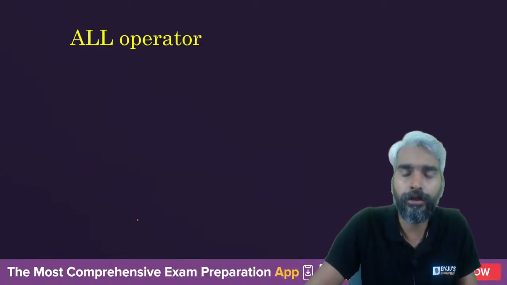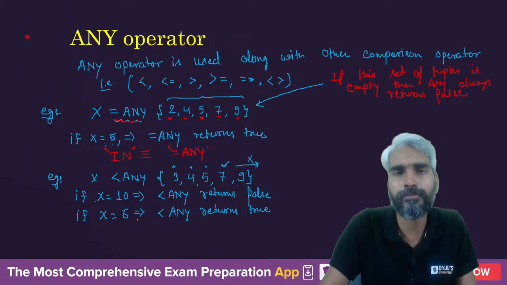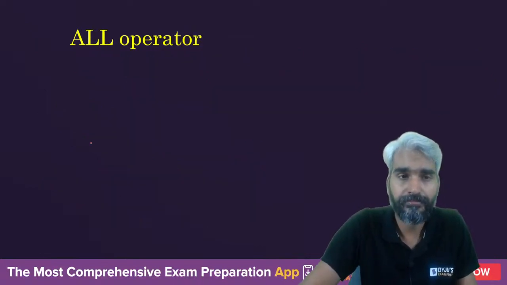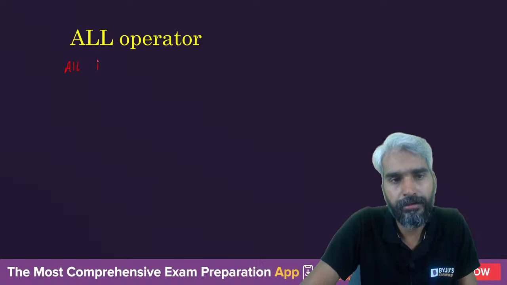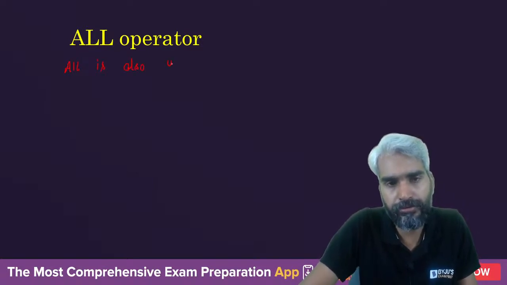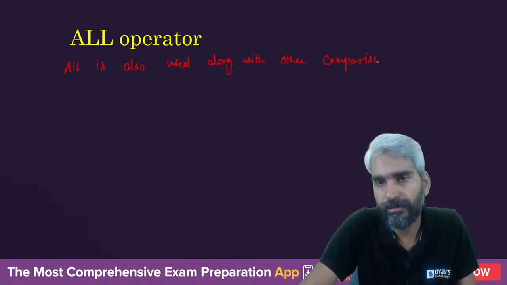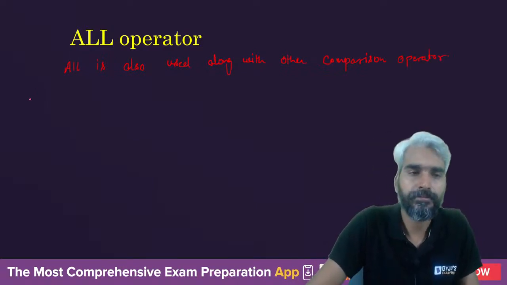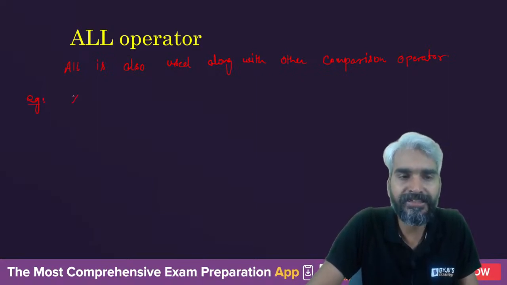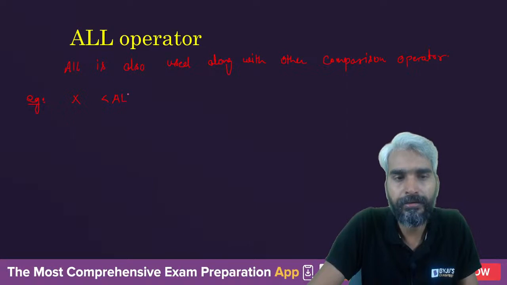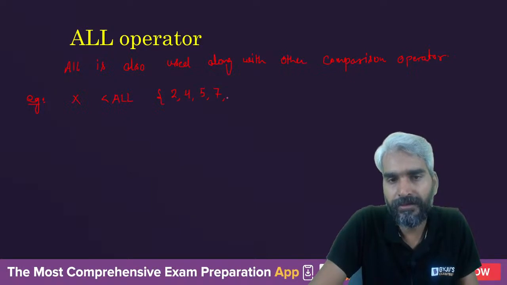Next, move to the all operator. So all is also exactly the same, in that it is also used along with other comparison operators. So let's take an example. x less than all, and the set of tuples is 2, 4, 5, 7, 9.